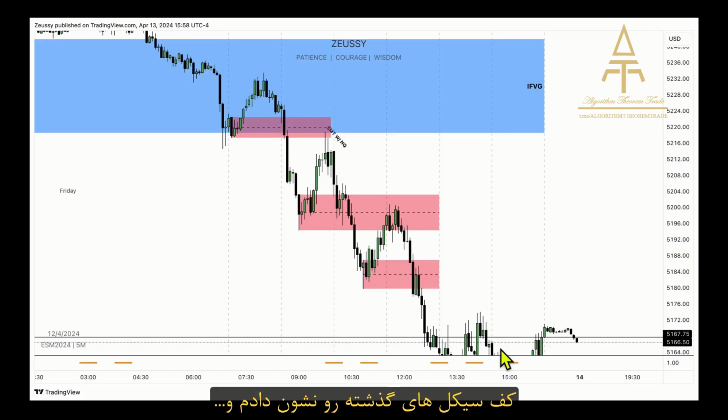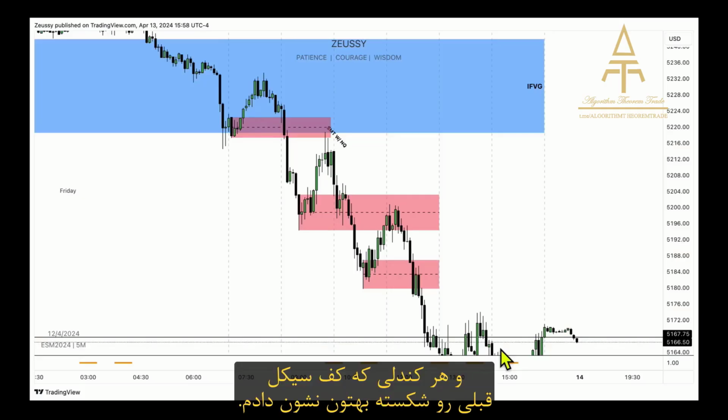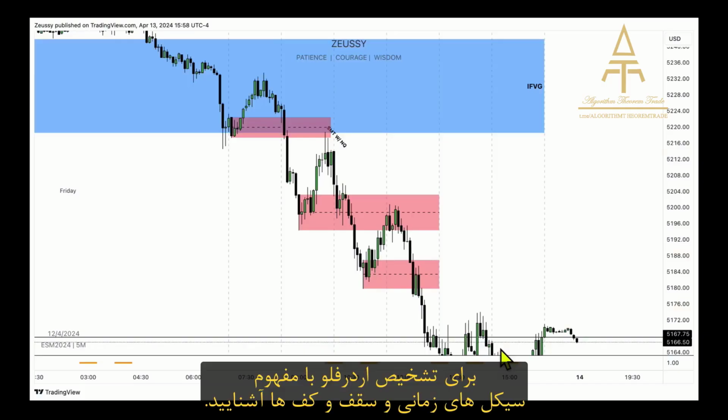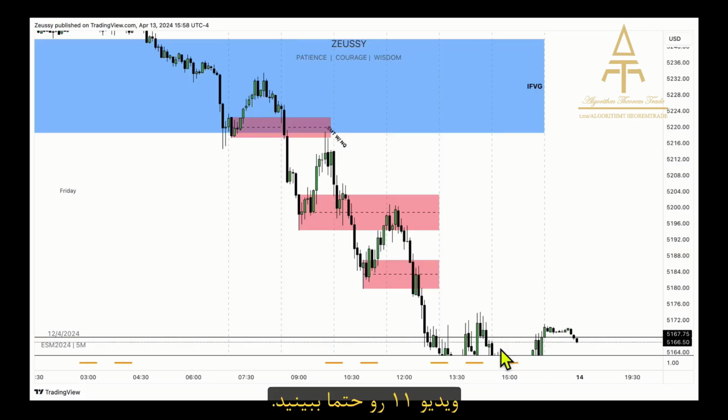What I've annotated here is every single previous cycle's low candle, meaning every single candle that formed the previous cycle's low has been annotated. To determine and to gauge order flow, you have been introduced to the concept of utilizing time cycles, their respective highs and lows, to determine whether or not we're bullish or bearish. This is something that should be clear to you now in lecture 11 of the model series.